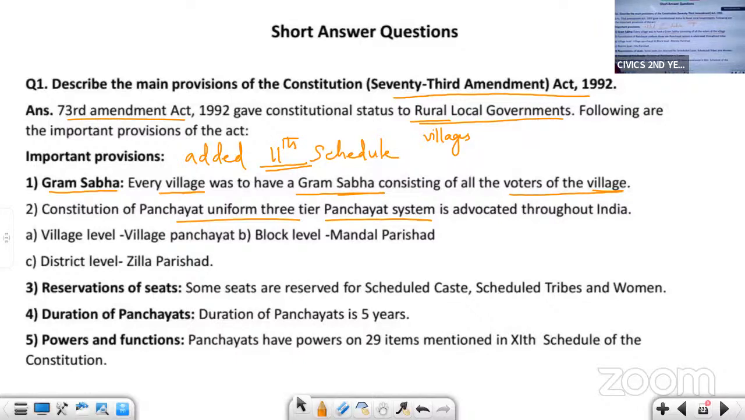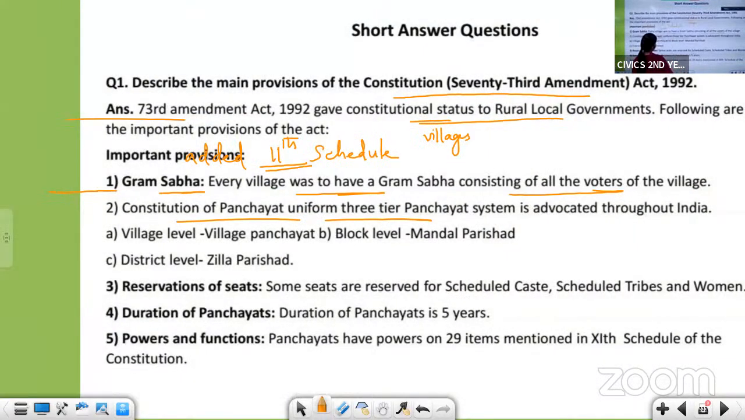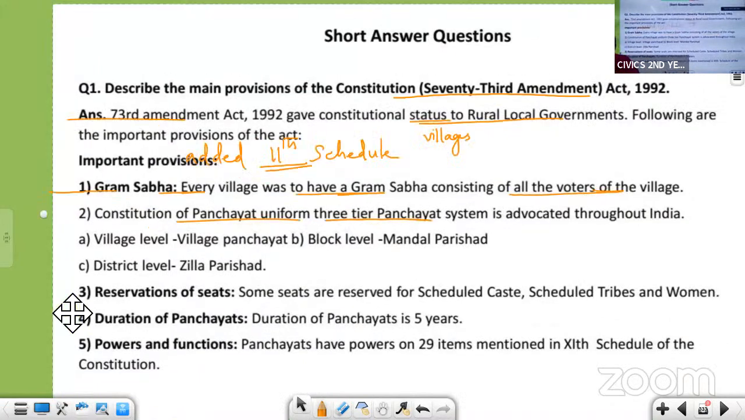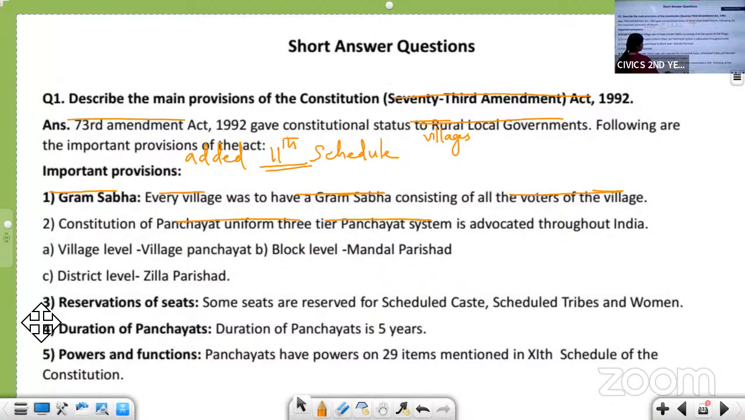Some seats are reserved for scheduled caste and scheduled tribes. Seats should be reserved in village panchayat. Only from some villages, only scheduled caste will contest the elections, scheduled tribes and women. Okay, seats are reserved for them.